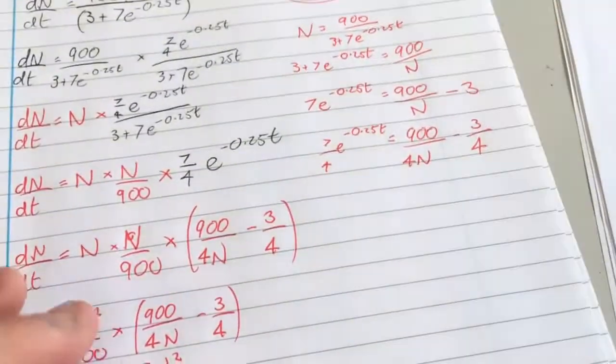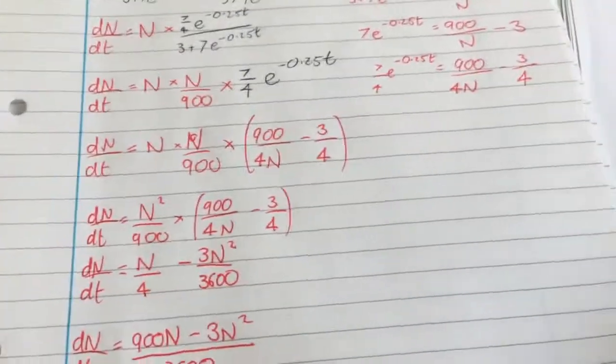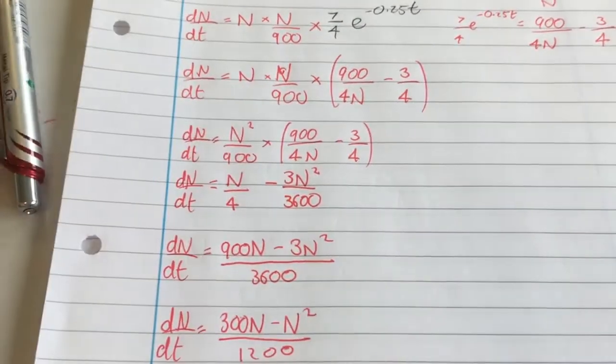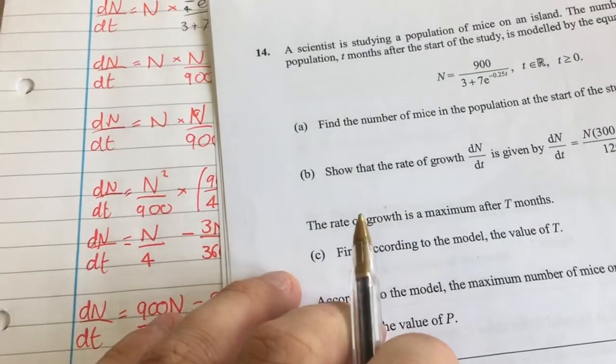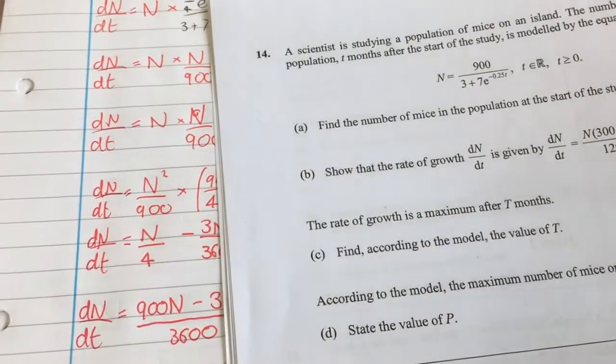Right, what was the rest of the questions? Oh, there's only 4 marks. That's horrific. Right, let's do the rest of this then. So the rate of growth is a maximum after t months. So find, according to the model, the value of t. So we need to differentiate this, set it equal to 0, and go from there.